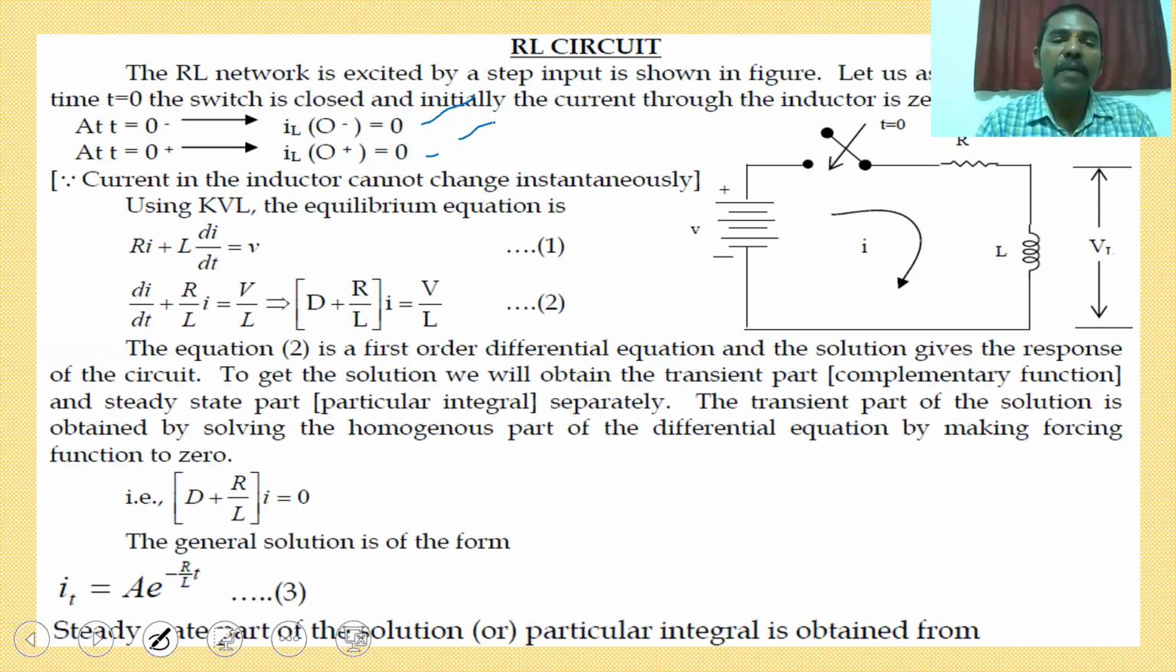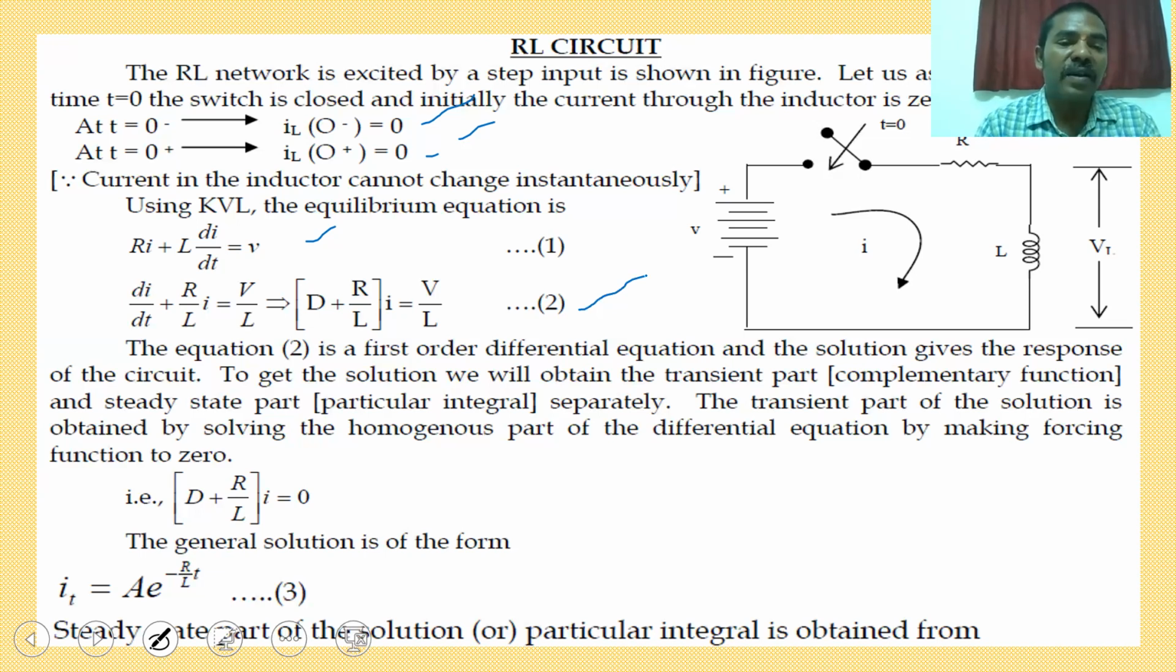Now I am applying KVL for the RL circuit. So R into I plus L di by dt is equal to V. Then di by dt plus R by L into I is equal to V by L, or capital D plus R by L into I is equal to V by L. So this is a first order linear differential equation.